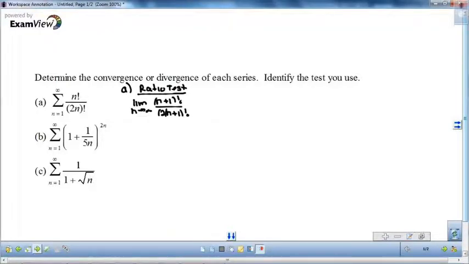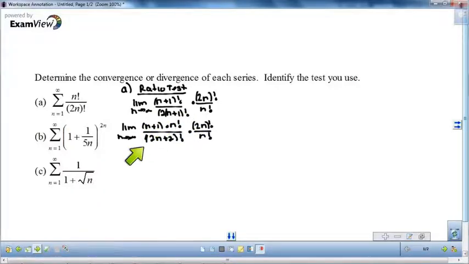So I'm going to have the nth plus 1 term. Notice that for this one it is 2 times the nth plus 1 term, divided by the nth term. So this is the same thing as n plus 1 times n minus 1. And for the bottom one, notice that I distribute the 2, so I'm going to have 2n plus 2.